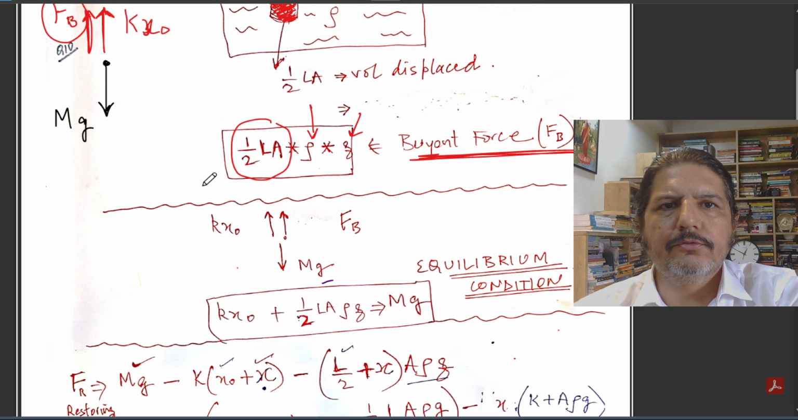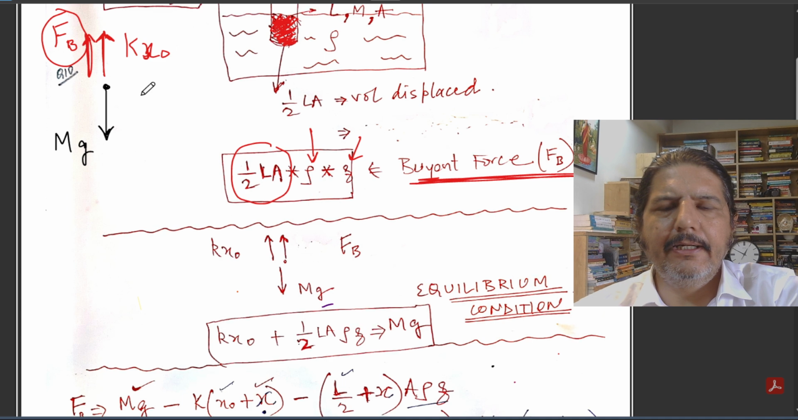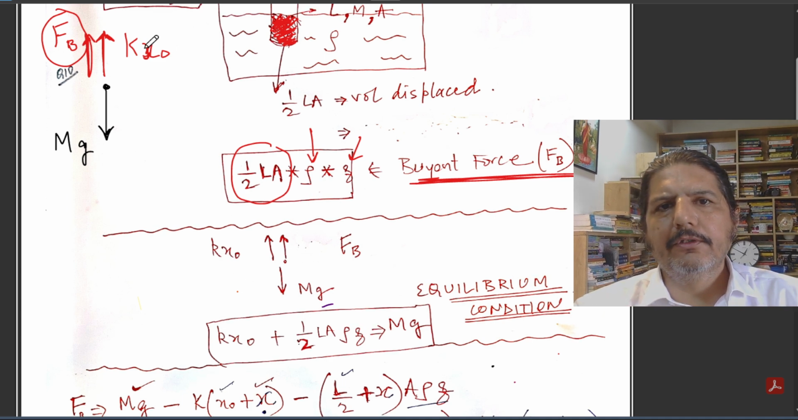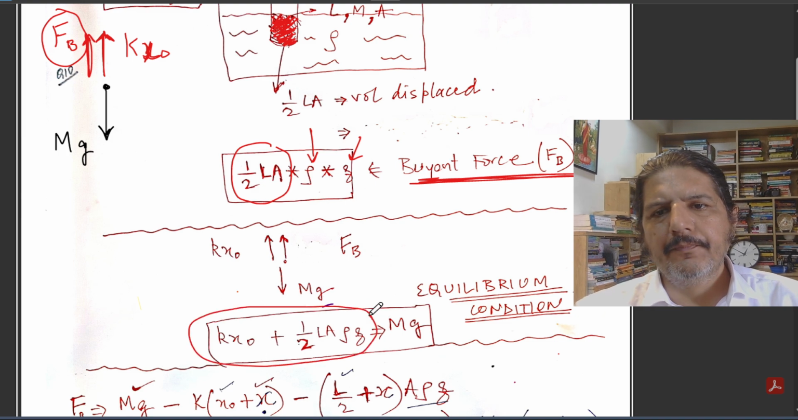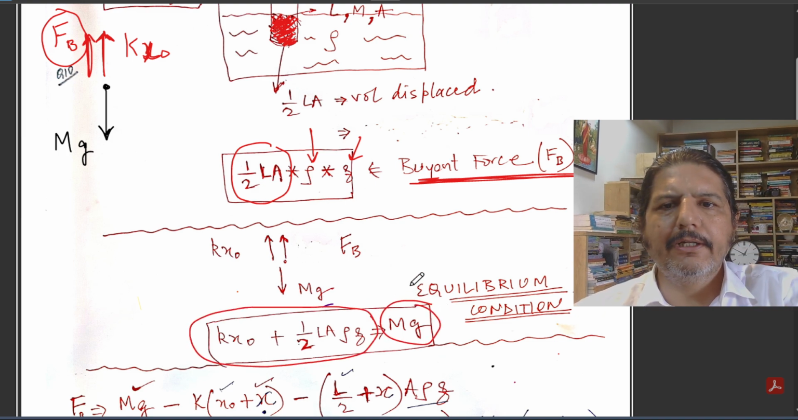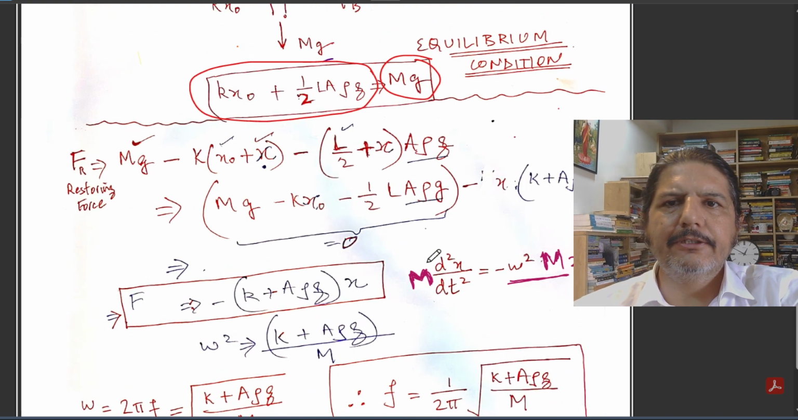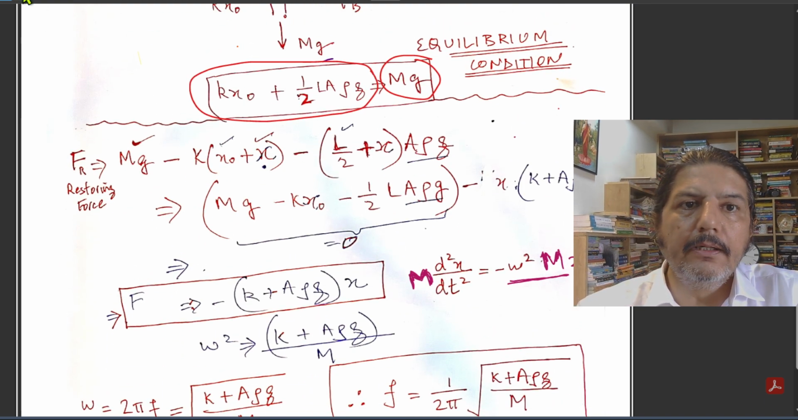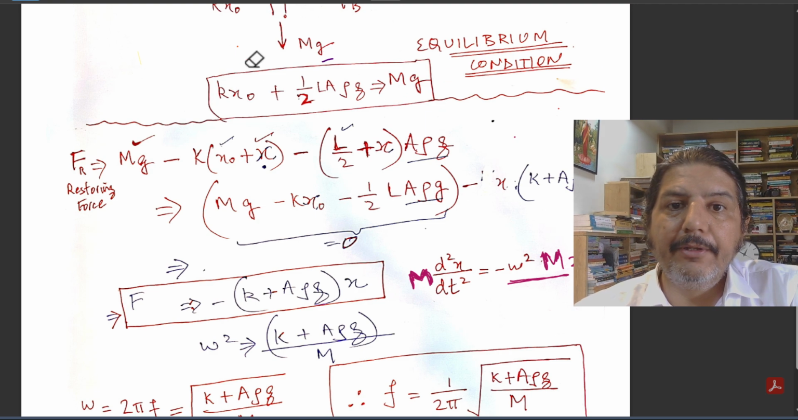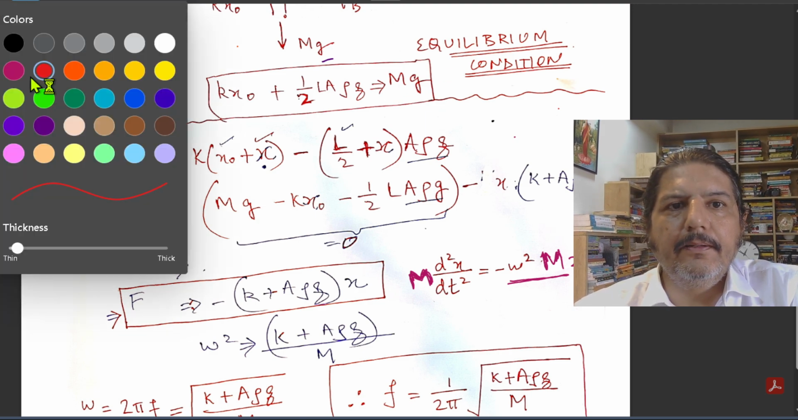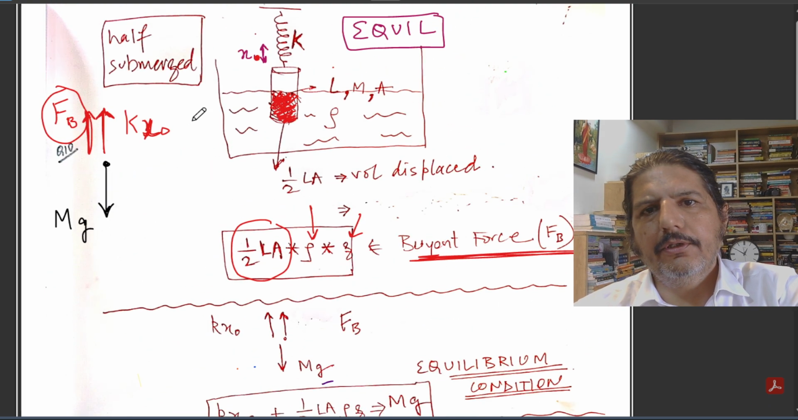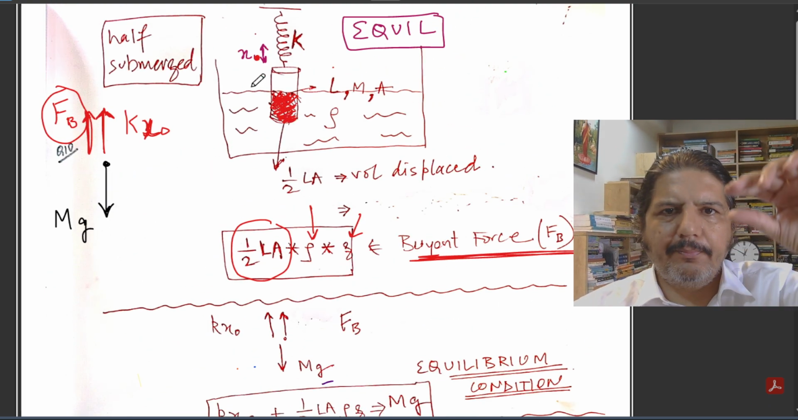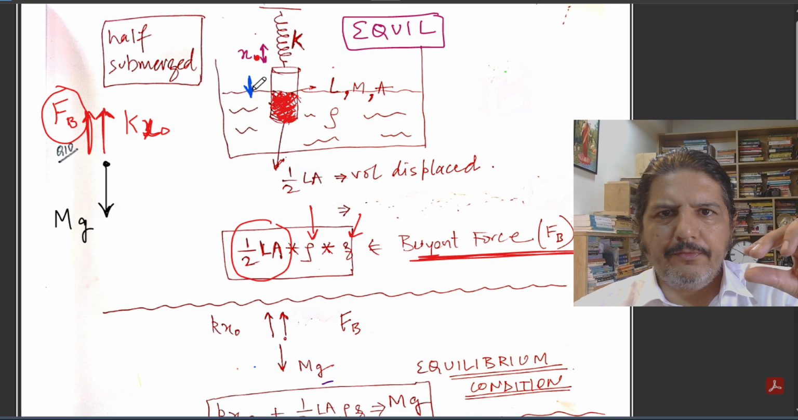Very critical to understand. This is the equilibrium condition, and in equilibrium the equation that we will have is kx naught plus half LA rho g is equal to mg. I hope this is clear. I'll be using this equilibrium condition shortly.